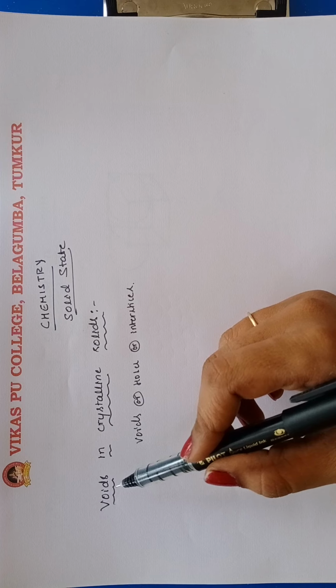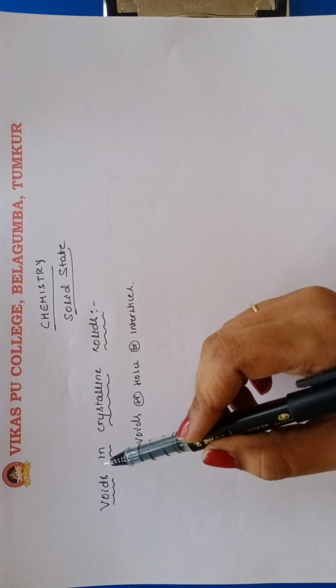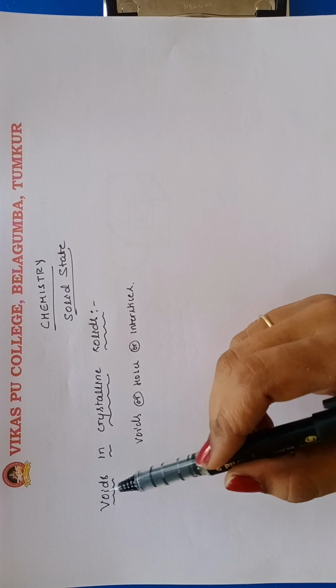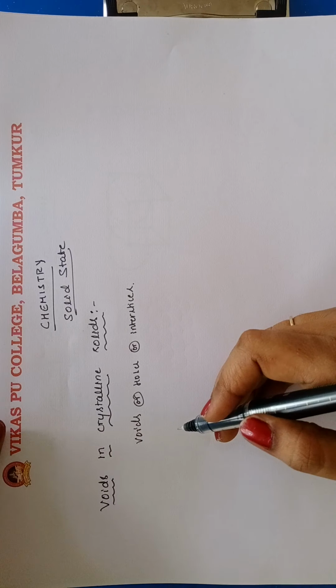The empty space present between the spheres, where the spheres are nothing but the particles in a close packed structure, is called a void. That is, the empty space present between the spheres in a close packed structure is called a void, hole or interstices. There are three types of voids.